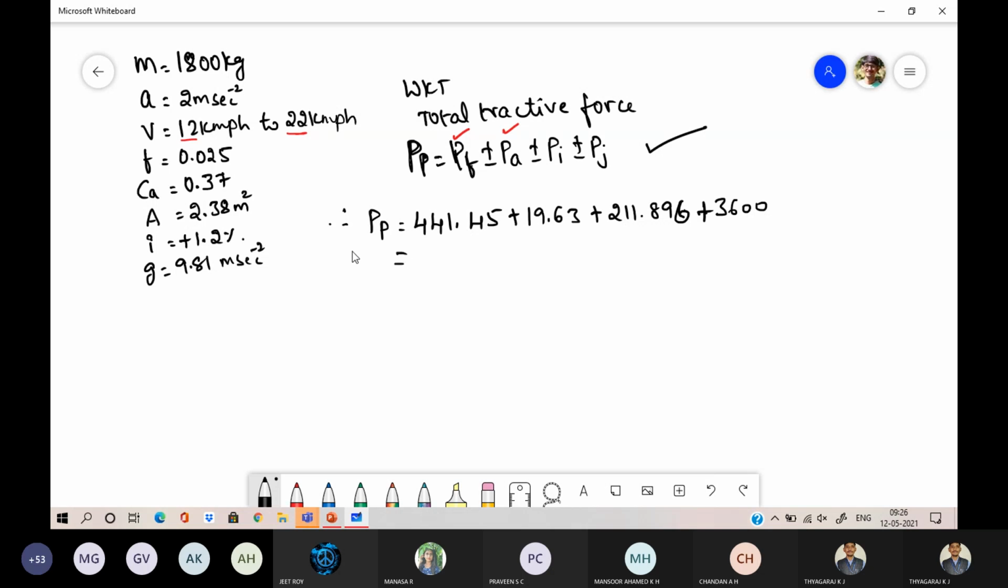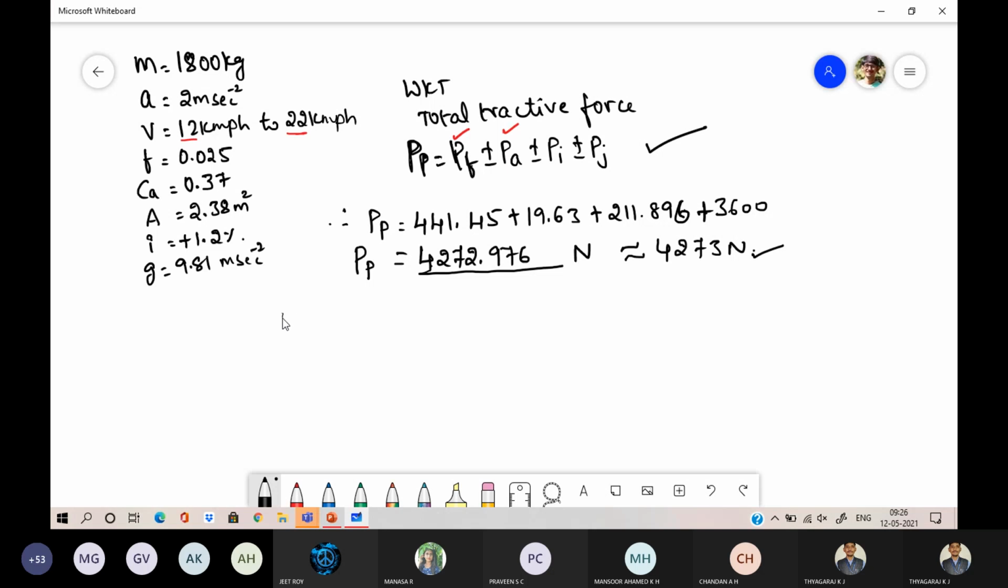Now calculate PP. How much you will get? You will get in terms of Newton. What is the value? 4,272.976. So we will round it to 4273 Newton. Now this half portion of the problem is over.